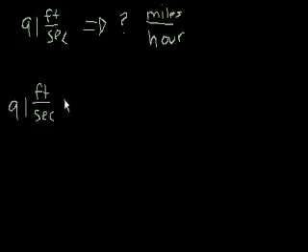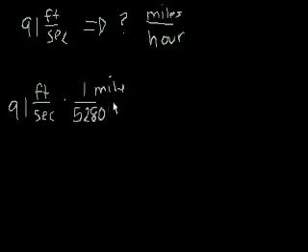And we know that 1 mile is equal to, and you might want to just memorize this, 5,280 feet. It's actually a pretty useful number to know. And then that will actually cancel out the feet. And then we want to go from seconds to hours, right? So if we go from seconds to hours, if I can travel 91 feet per second, how many will I travel in an hour? I'm going to be getting a larger number because an hour is a much larger period of time than a second.